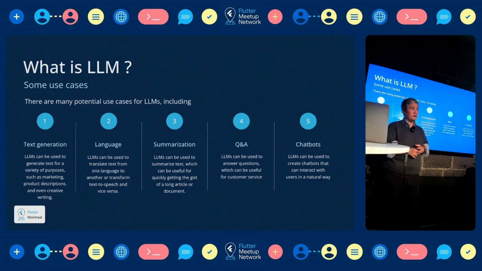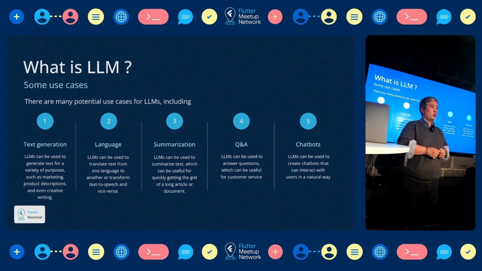The next one is for question answering. So you can train your model with some FAQ. For example, you have a big FAQ and you don't know where to look, you can give it to the model, and then after that you can ask questions and get answers from this model. And the last one is the chatbots.